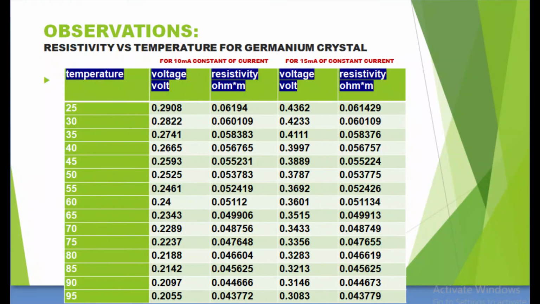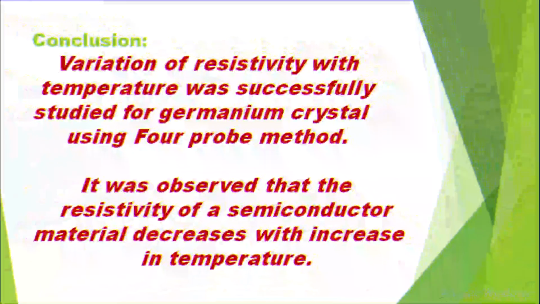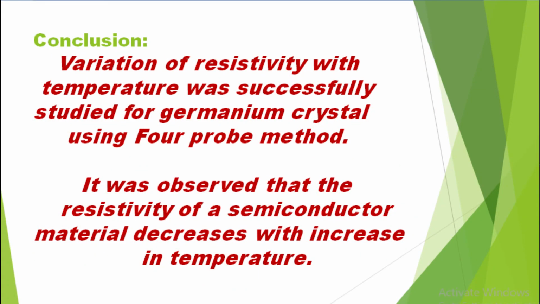And this is the observation table, and by performing the experiment we have measured the readings. And this is the resistivity versus temperature curve, and as we already know, the resistivity of a semiconductor decreases with increase in temperature. At last we concluded that the variation of resistivity with temperature was successfully studied for a germanium crystal using the 4 probe method. It was observed that the resistivity of a semiconductor material decreases with increase in temperature. Thank you.